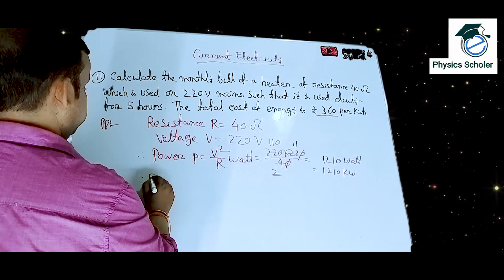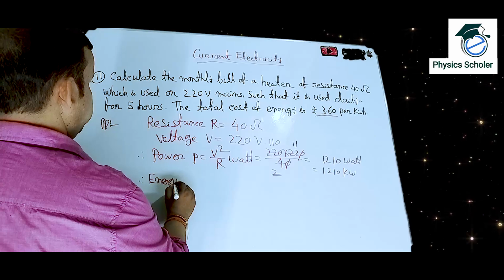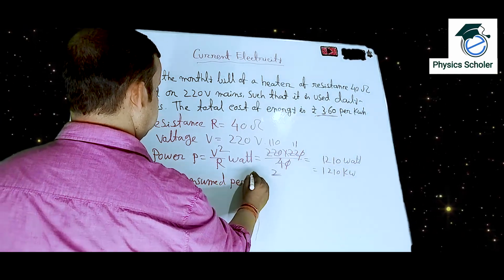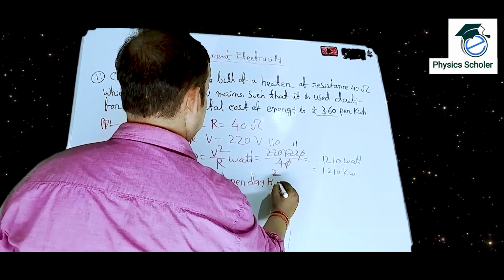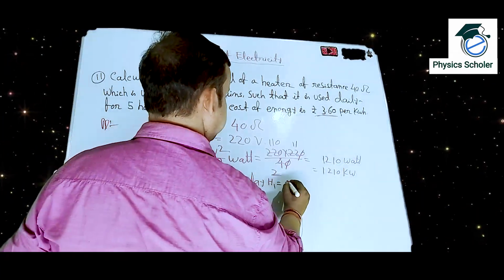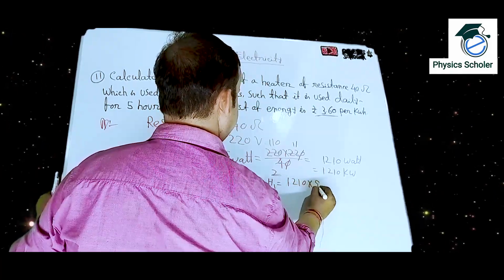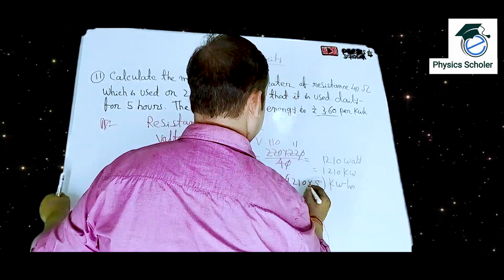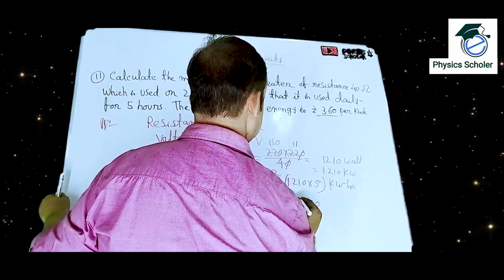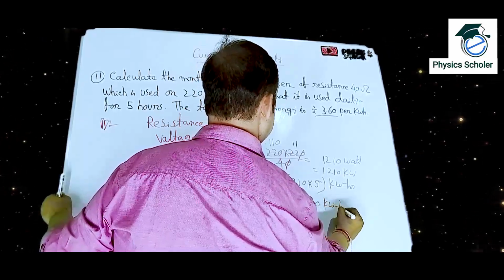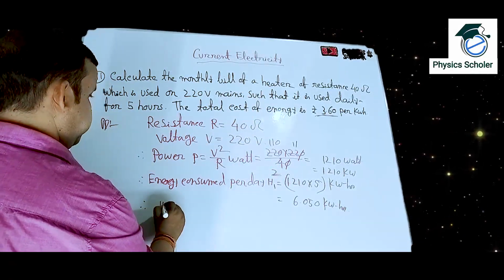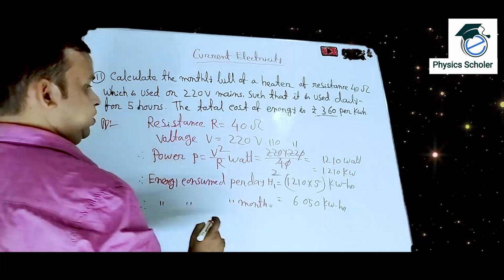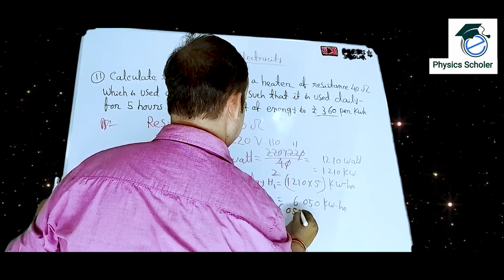So energy consumed per day, H1 is equal to 5 hours we are using. So 1.210 into 5 kilowatt hour, which is 6.050 kilowatt hour. So energy consumed per month. Per month means we will assume 30 days. So 6.050 into 30.